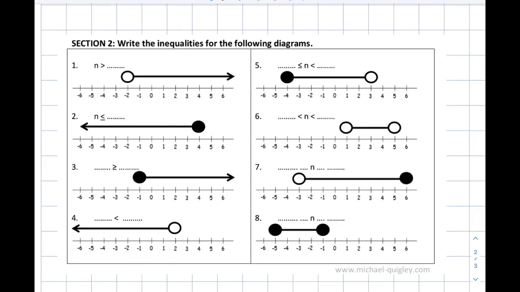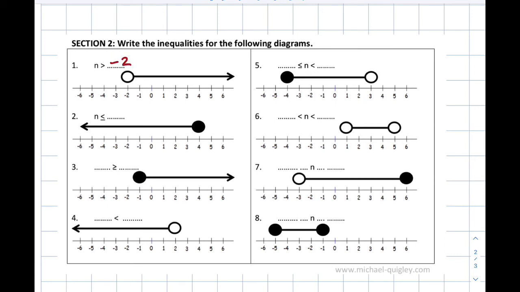Okay, in this one, we're going to write down what the diagram's actually showing. We have a number line, we have an open circle at -2 with an arrow heading towards the right. So we're looking at all the values which are greater than -2.